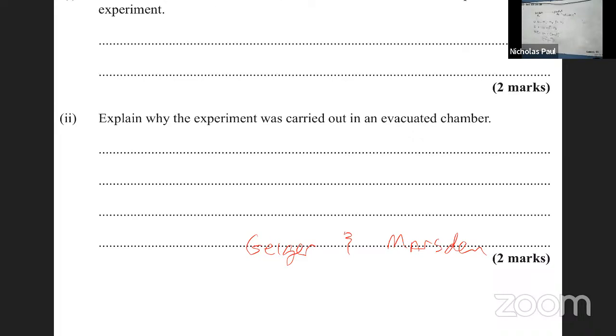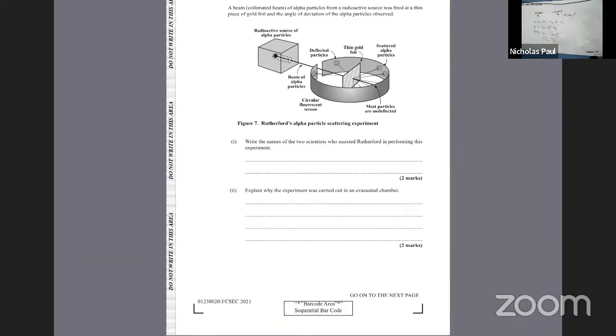Right, no air resistance, and to reduce the particles losing energy. You don't want the particles colliding with anything else. You only want the alpha particles colliding with the gold foil. If it had air, it might collide with the air particles. So you want the alpha not to collide with anything else, and you don't want energy loss and so on.